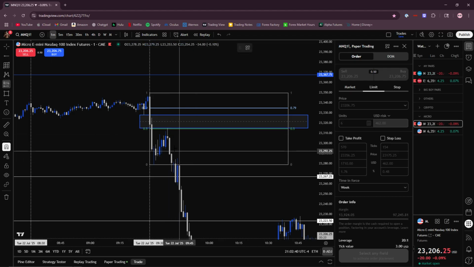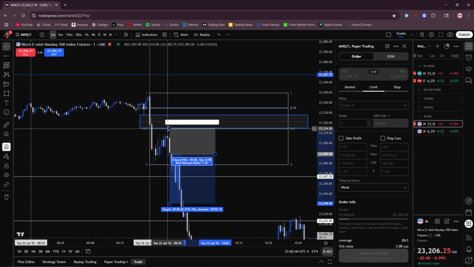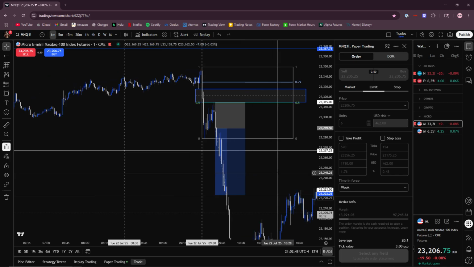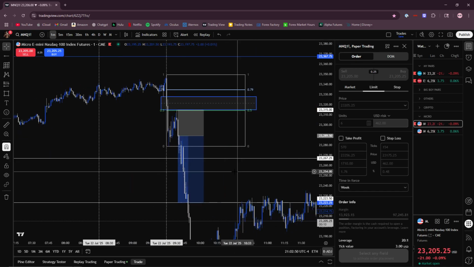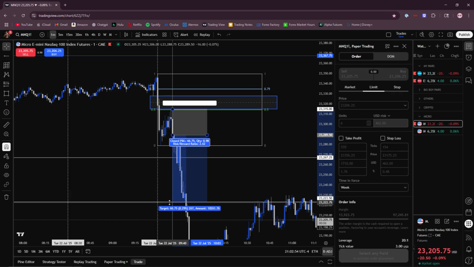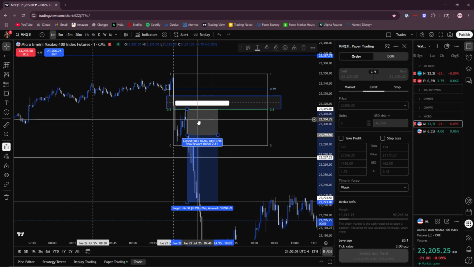And then from this point, ideally what you would have entered with would have been a short from here down to lows here. Or actually, no, not lows there. A short down to lows here and down to lows here. And those would have been your take profit points for the day. You would have been able to make this trade within like 10 minutes.